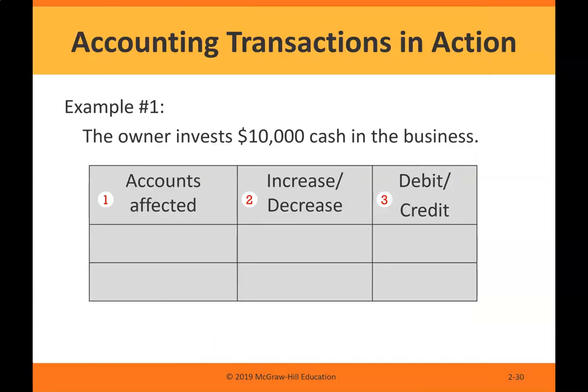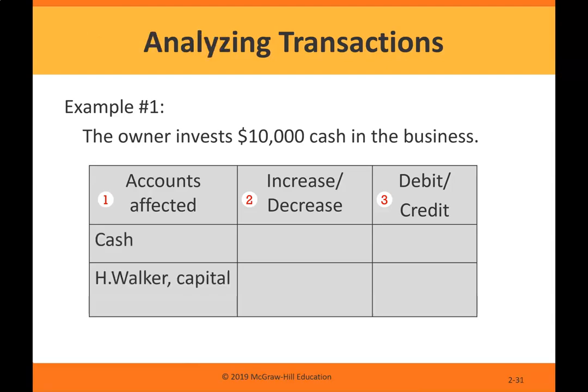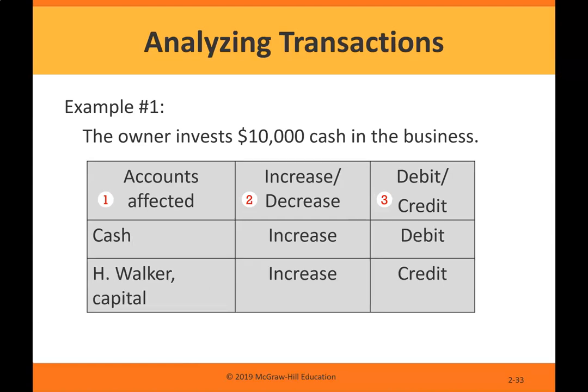Accounting transactions in action. Example 1. The owner invests $10,000 cash in the business. Accounts affected: cash and capital. Cash is increased and capital is increased. When we increase cash, it's a debit, and when we increase capital, it's a credit.